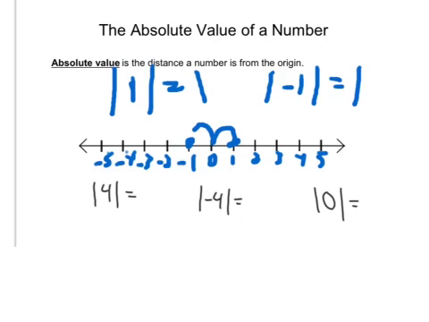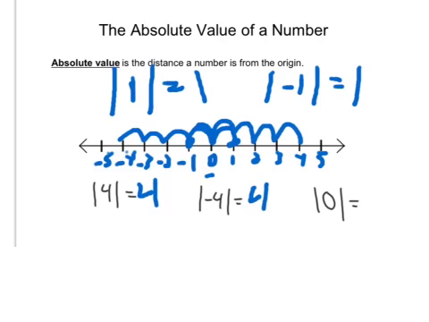So the absolute value of 4 means how many spaces away is 4 from 0? Well, you should be able to see here. Here's 4. 1, 2, 3, 4 spaces away from 0. Absolute value of negative 4. Negative 4 is 1, 2, 3, 4 spaces away from 0. Absolute value of 0 means how many spaces away is 0 from 0? Well, I don't travel anywhere, so it's just 0. Okay, that's the only time you don't get a positive number for absolute value. It's because 0 is not positive or negative.